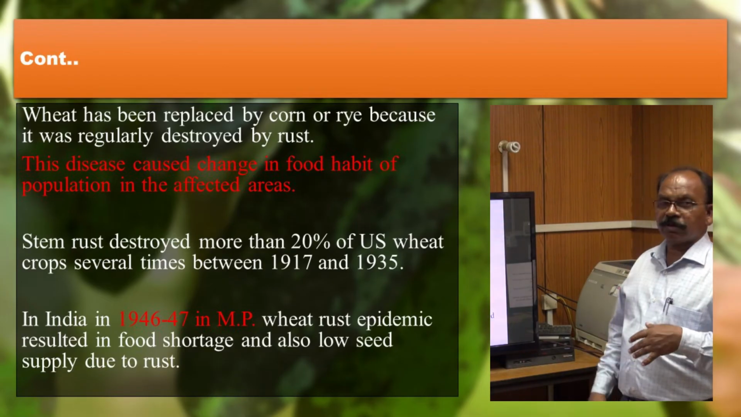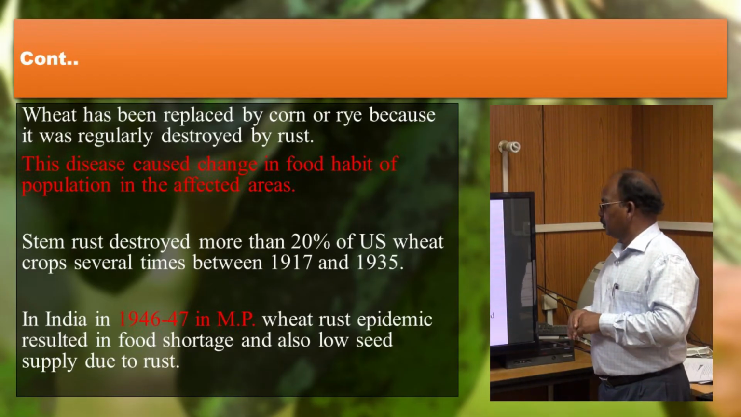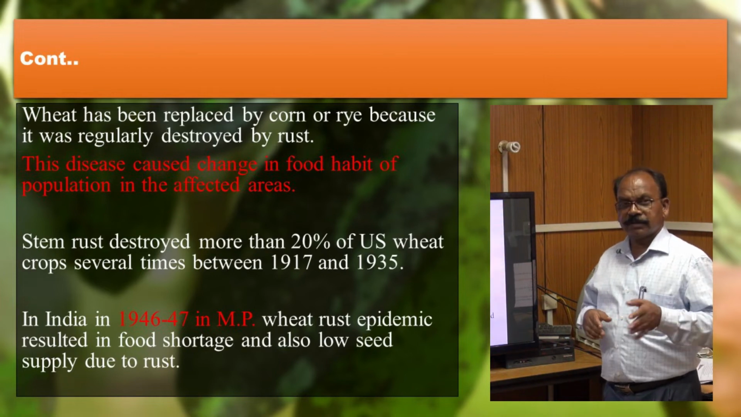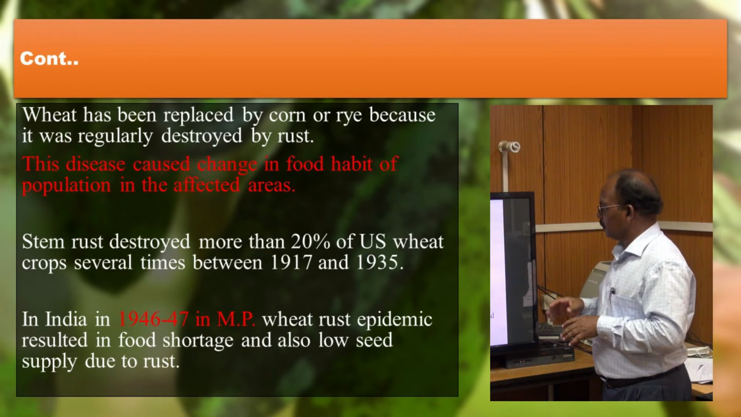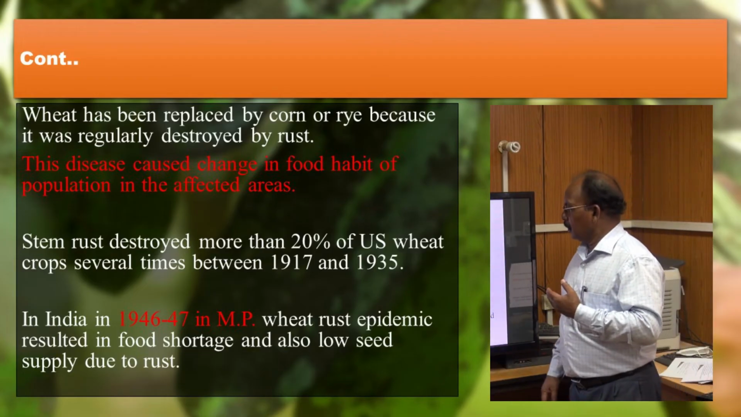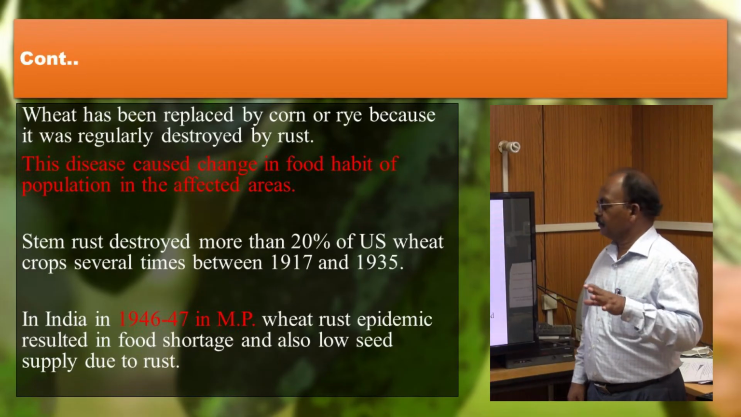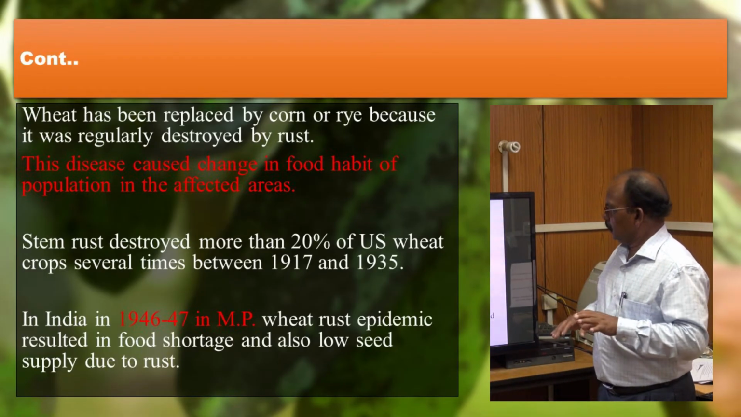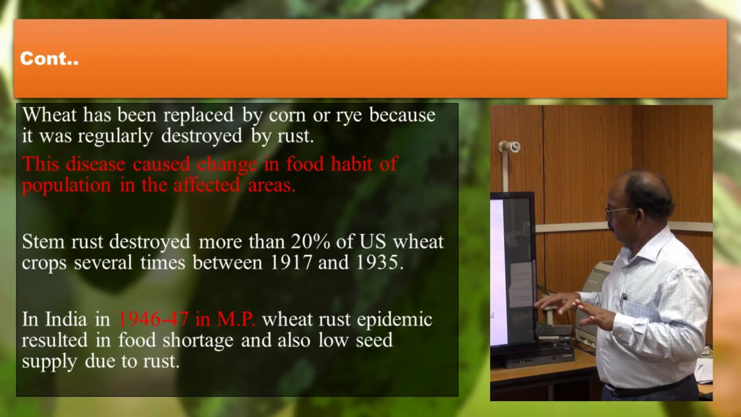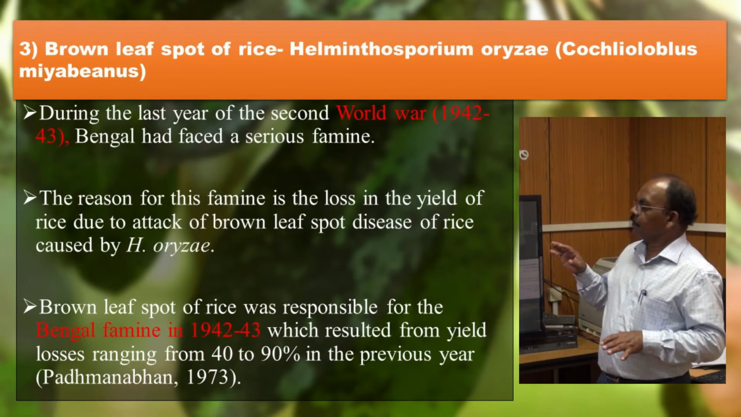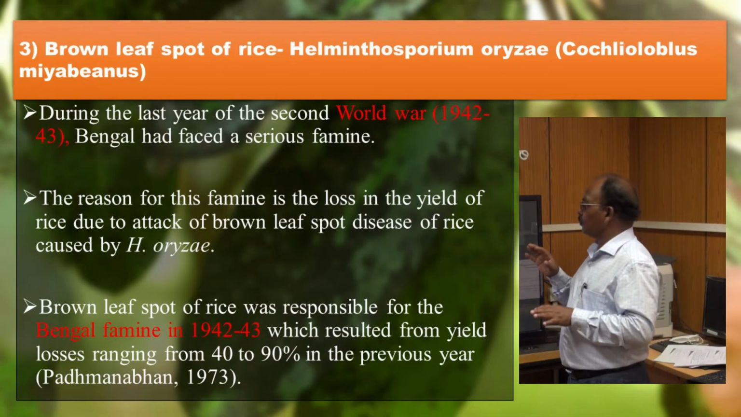Stem rust destroyed more than 20% of the USA wheat crops several times between 1917 and 1935. In India, this disease occurred in 1946-47 in MP, and the yield was very less.